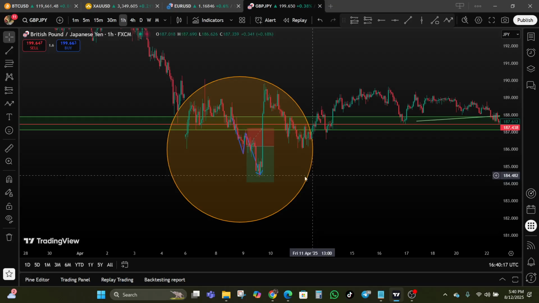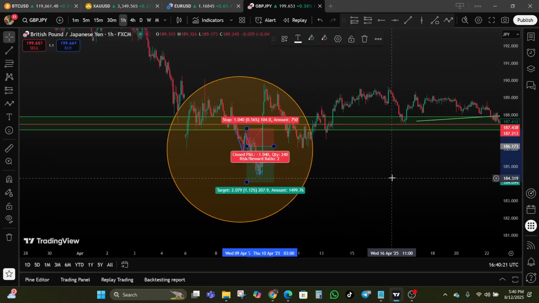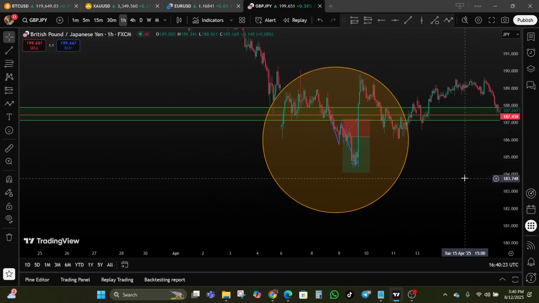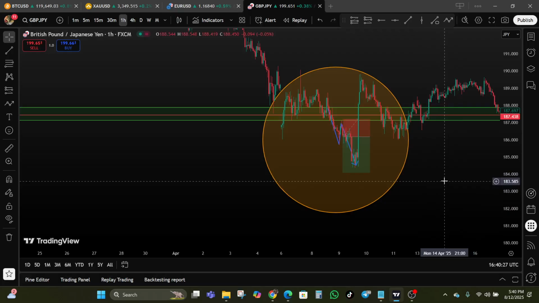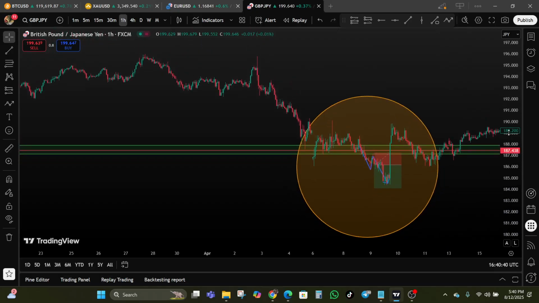So yes, inducement tries to entice traders into the market too early, but in reality, that setup is designed to attract retail traders so that institutions can gain liquidity before making the true move. So these inducements often occur just before a liquidity sweep, right? Making them a dangerous trap for the untrained eye.